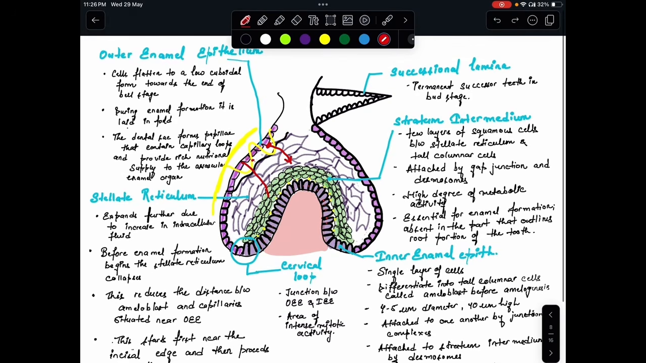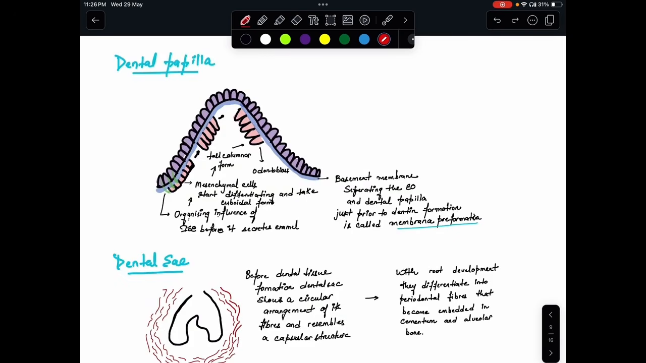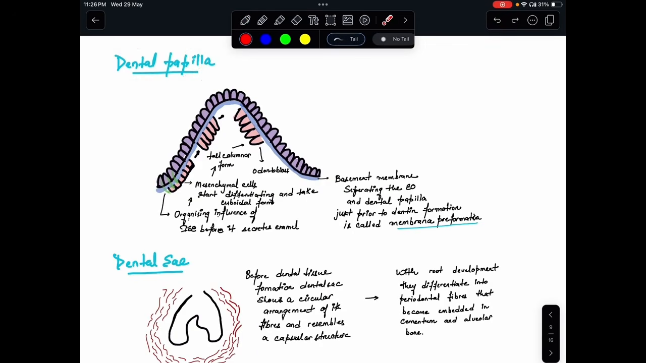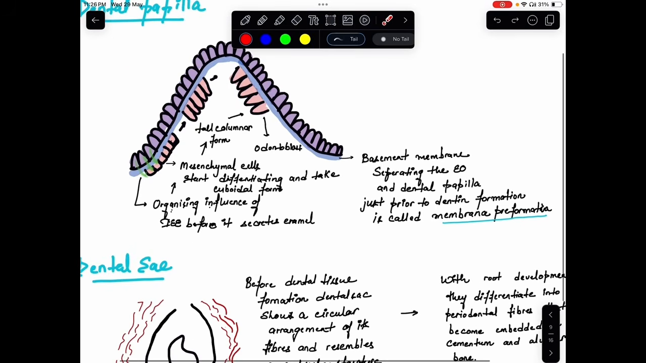Now, moving to the next slide. Dental papilla. Some changes will happen in the dental papilla and the dental sac as well. In the dental papilla, as I already explained, the inner enamel epithelium has organized and is converted into ameloblast now. It will send off signals to the dental papilla, and this will start differentiating into odontoblast.